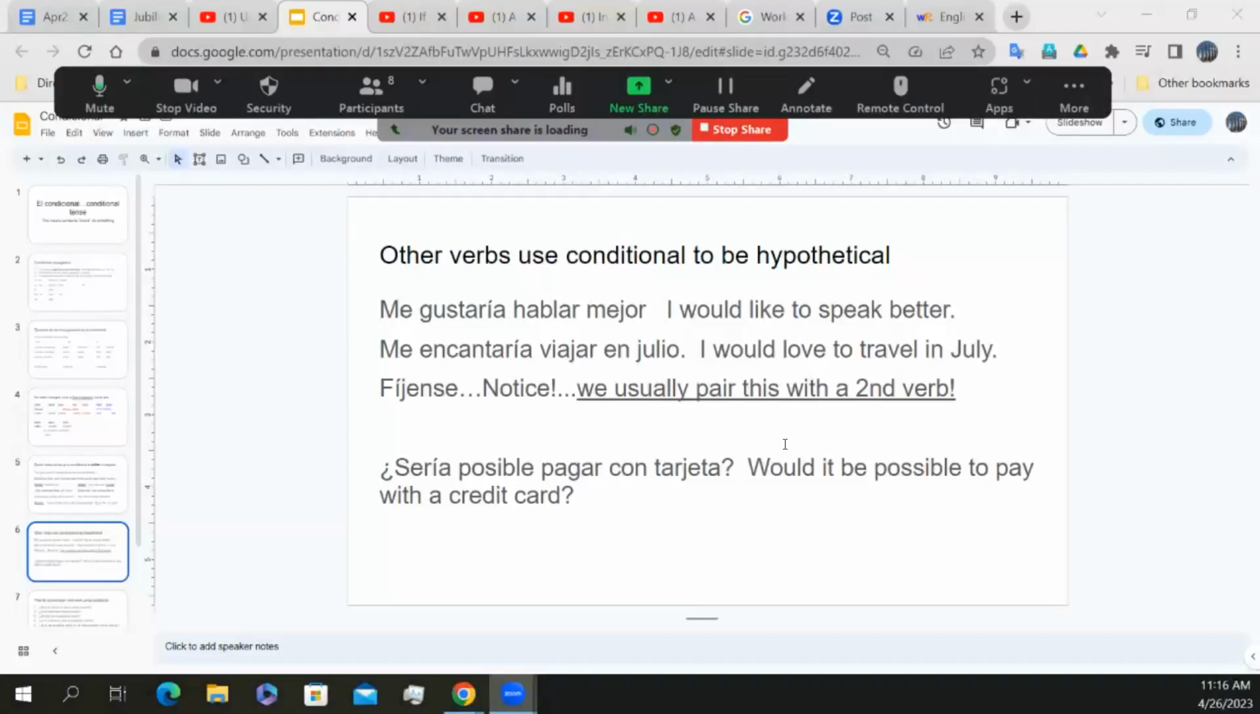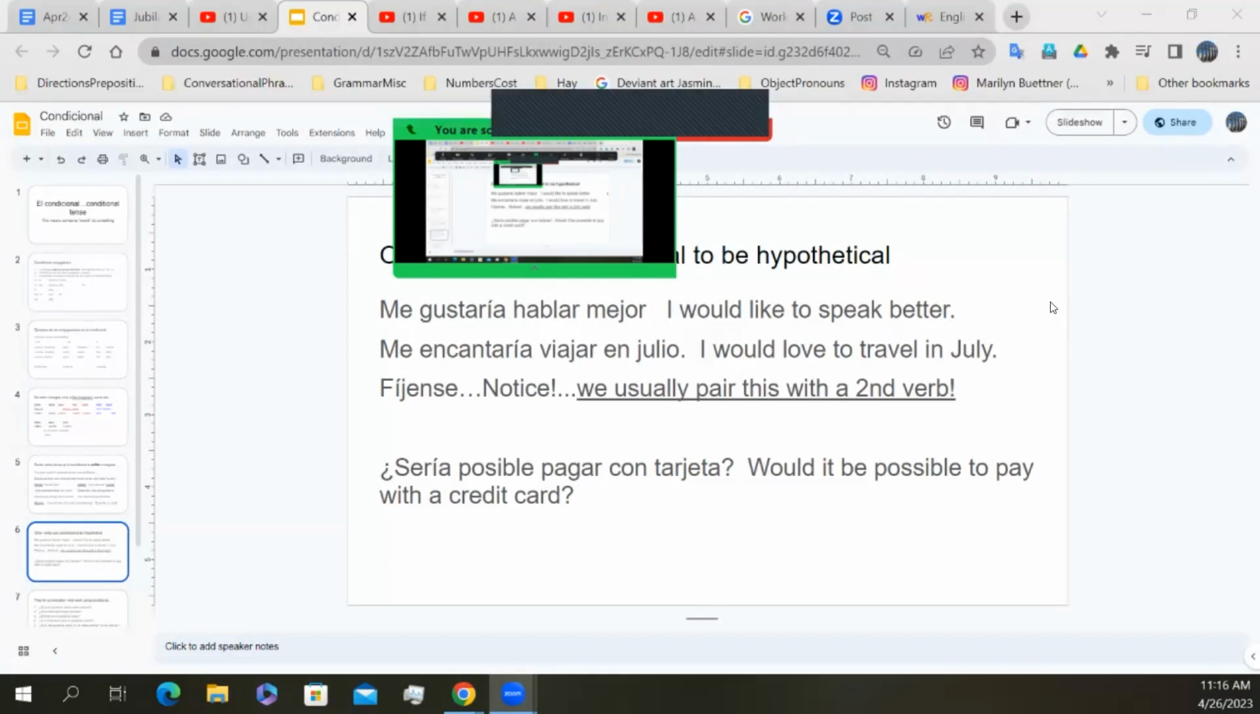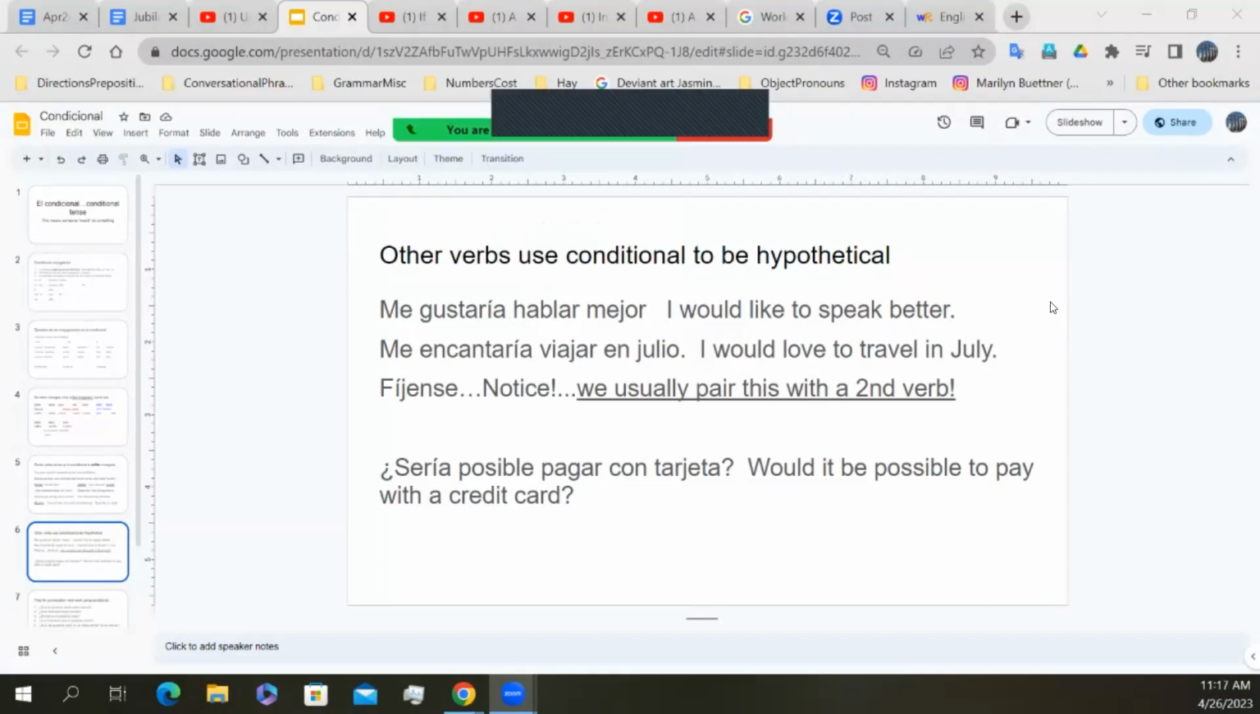Okay? And let me show you an example of that. Un ejemplo. Me gustaría hablar mejor. I would like to speak better. You would like to do something. When we use gustar or encantar, we want to pair it with a verb. Me encantaría viajar en julio. I would love to travel in July. So we pair it with a second verb.